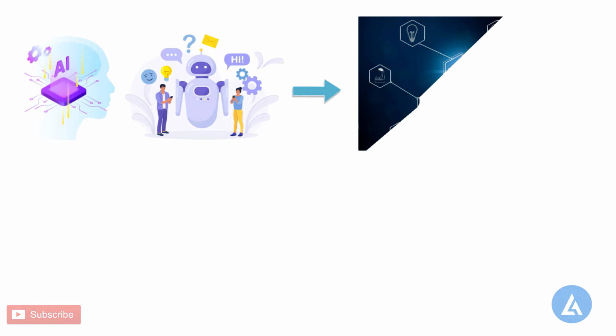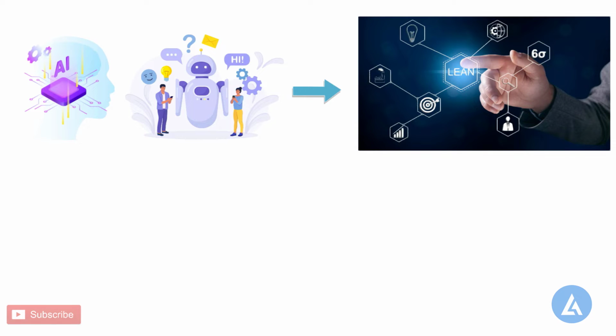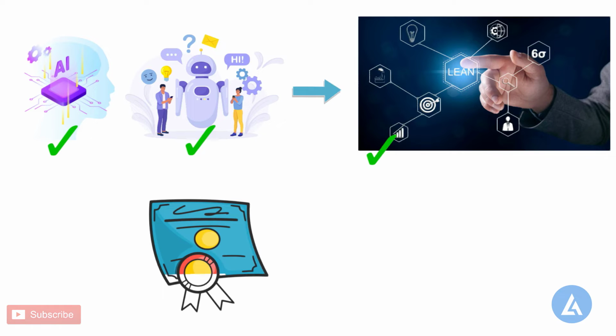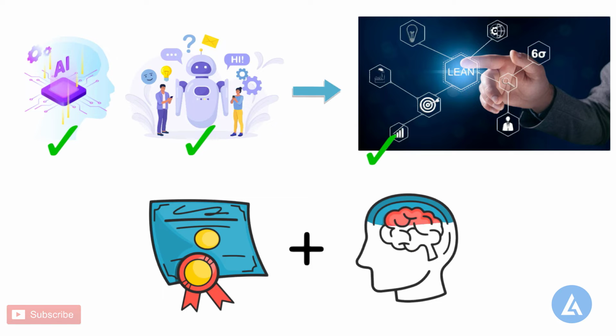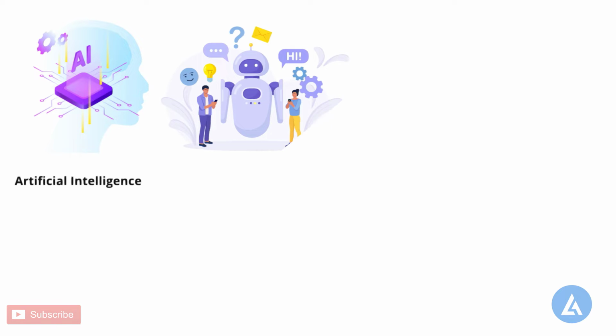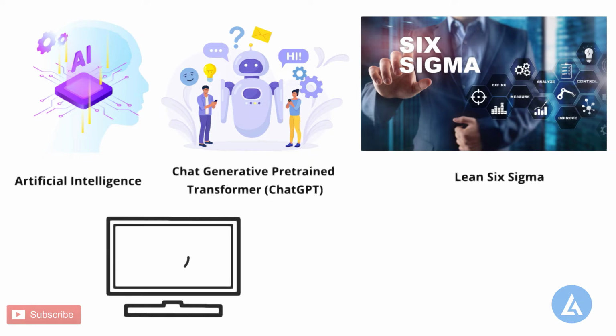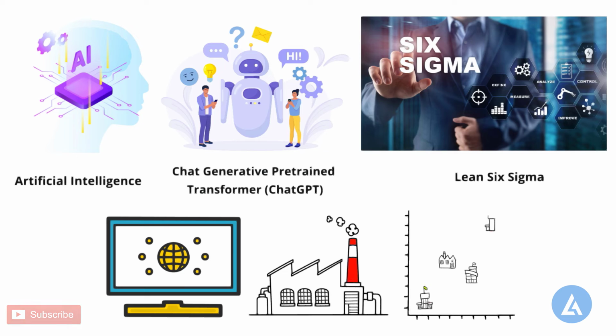One of the skill sets is training in Lean Six Sigma. Let me explain what artificial intelligence is, what ChatGPT is, and how it will help you grow along with Lean Six Sigma training. Here, just having a certification is not going to help you anymore. You must have practical knowledge of Lean Six Sigma along with your certification. AI means artificial intelligence. ChatGPT stands for Chat Generative Pre-trained Transformer, and Lean Six Sigma are three different concepts, still all related to technology and business improvement.